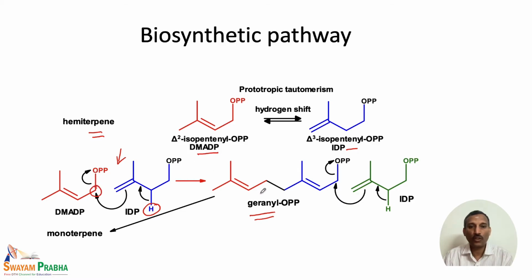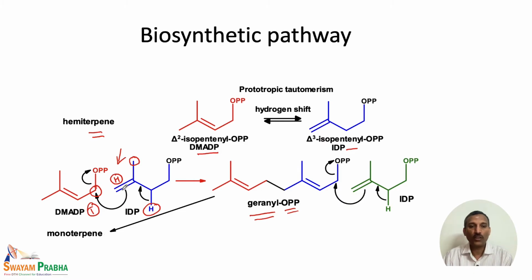That leads to the combination of geranyl OPP. So, here when we talk about the head and tail, this is basically the head unit that is present, and because the methyl group is here, this is the head unit, and in DMAPP this is the tail unit. So, the head to tail combination leads to the formation of geranyl OPP. From this, various monoterpenes are actually produced.